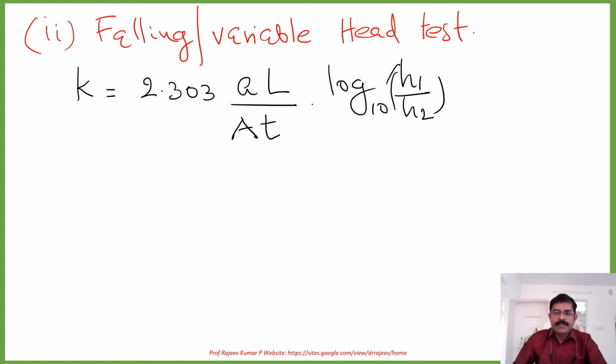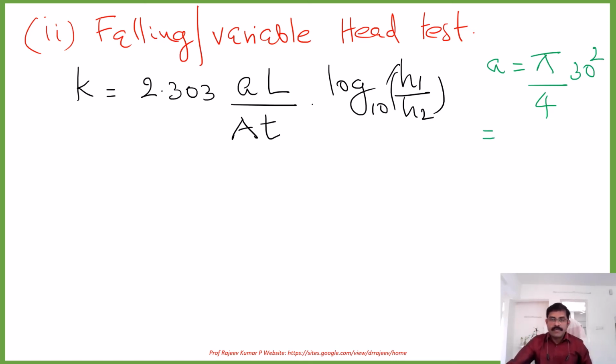Okay, so this is the expression for coefficient of permeability for falling head permeability test. Here the cross section area of the standpipe is to be measured, because you have seen in the first slide how the experimental setup is kept. So small a is the area of cross section of the standpipe. It is given in the question, the diameter is 30 millimeter. So small a is nothing but 706.86 millimeter square.